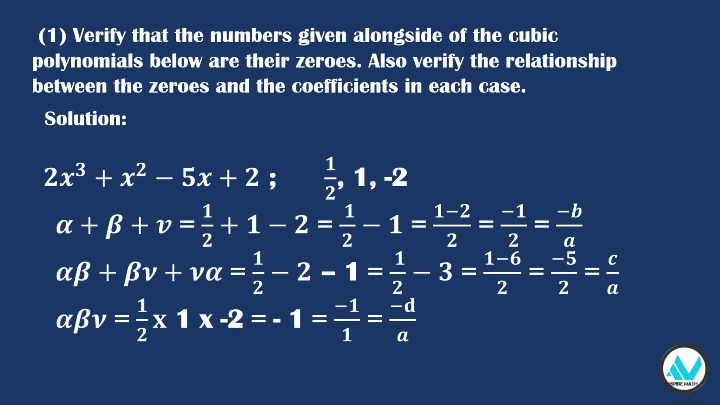Now the third step, that is the product of the zeros, which is nothing but half into 1 into minus 2. So when I cancel 2 and 2, I get minus 1. Now this minus 1 can be rewritten as minus 1 by 1, which is nothing but minus d by a. You might ponder, how is that a is 2? It's nothing but, now d is given to be 2. Okay, so minus 2 by 2, when I cancel, I get minus 1. Hence, our condition is verified. Now let's move on to the second problem.